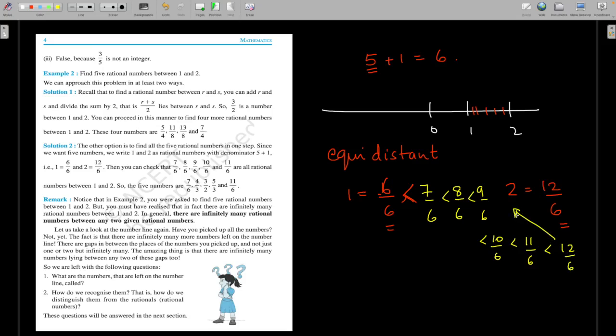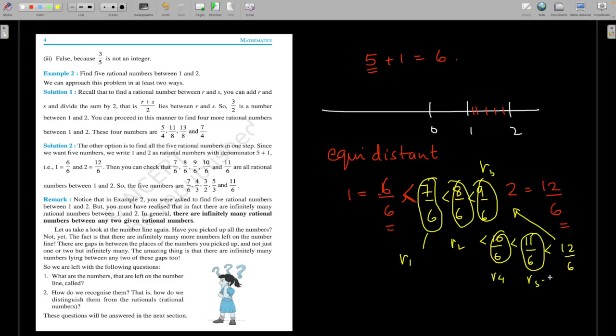and is strictly less than 12 by 6, which happens to be 2. So all of these numbers are rationals because they can be written down as fractions, and as you can see there are 5 of them. Let me just call them R1, R2, R3, R4, R5, and this time we've actually managed to make them equidistant. Now in both the examples you have to realize that there's nothing special about 5, so you can put as many as you like.